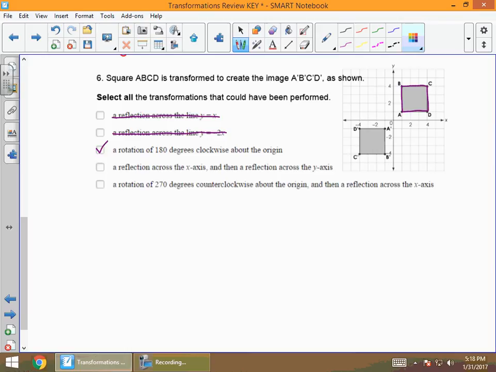Reflect across the x-axis, then reflect across the y-axis. So if I reflect across the x-axis, A, B, D, and C. And then flip it across the y-axis, you would see that A lands on A, D lands on B, B lands on B, and C lands on C. That one works. Hopefully you know that a reflection across both x and y axes is always the same as a 180 degree rotation.